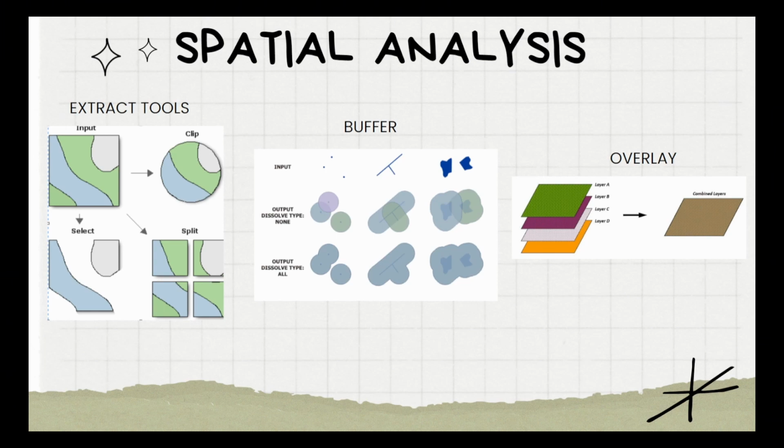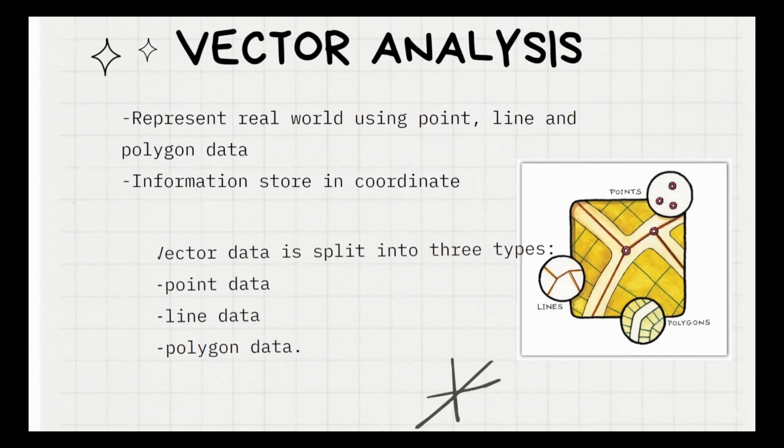And then we have overlay tools. It is critical in GIS analysis for the integration of datasets, to determine where different geographic phenomena coincide. For example, if we have 4 layers, we can combine them and become 1 layer. Then Zul Hakim will continue my presentation.